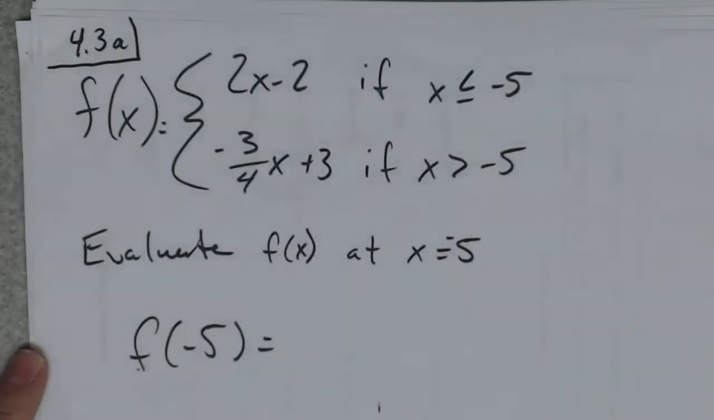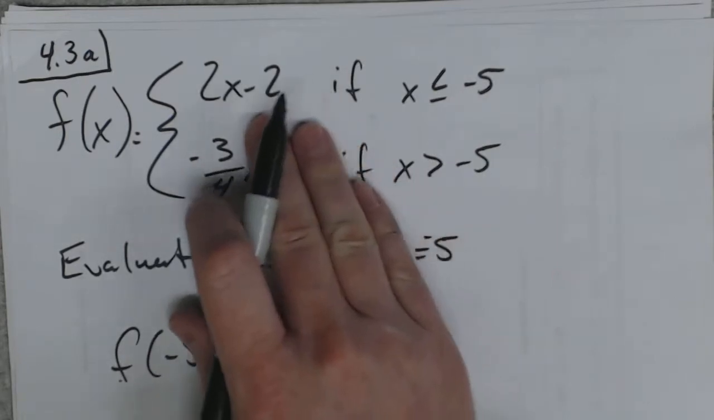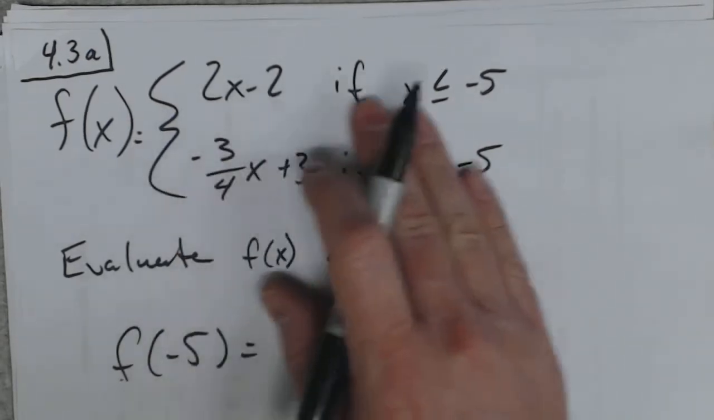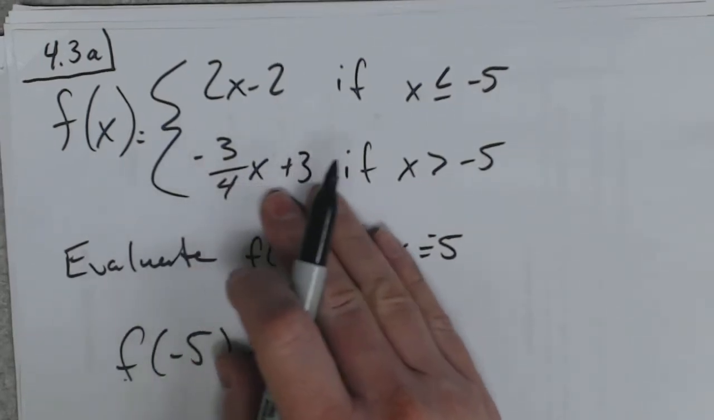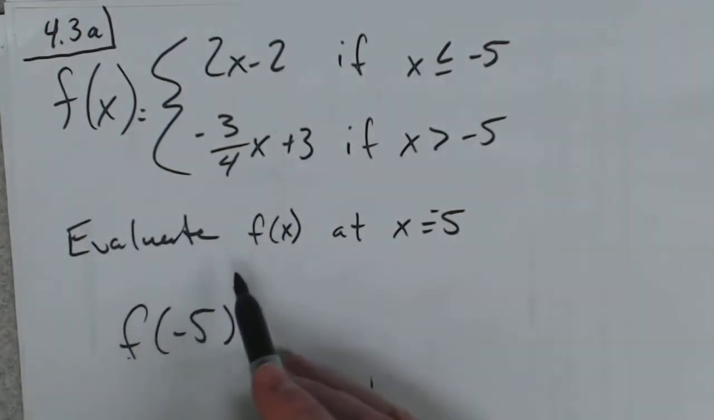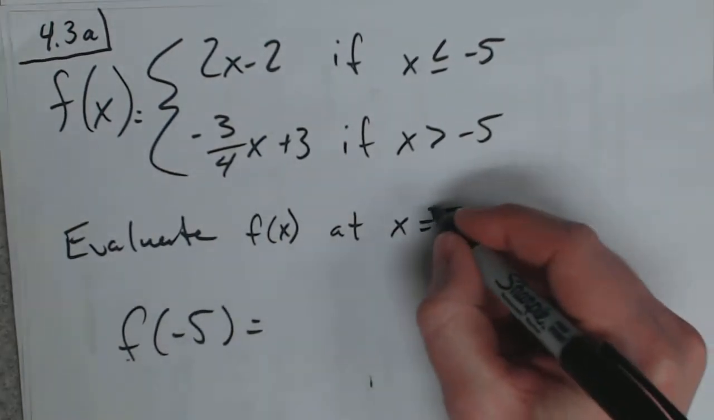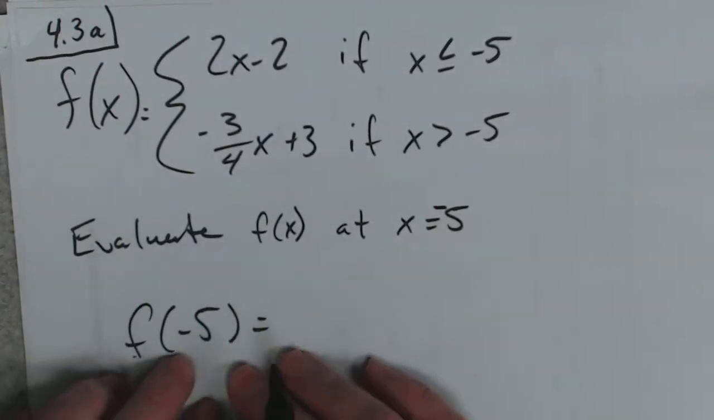All right. So this is 4.3a, and you all were asking about these piecewise functions that look like this, and I've just copied this out of the Hawks. The question gives you a function, and it says 2x minus 2 if x is less than or equal to -5, or -3/4 x plus 3 if x is greater than -5. And all this question is asking for is to evaluate f of x at x equals -5. So we're trying to find what f of -5 is.